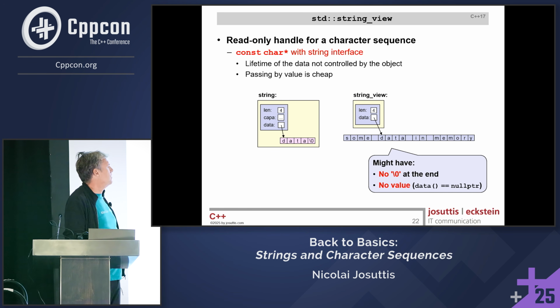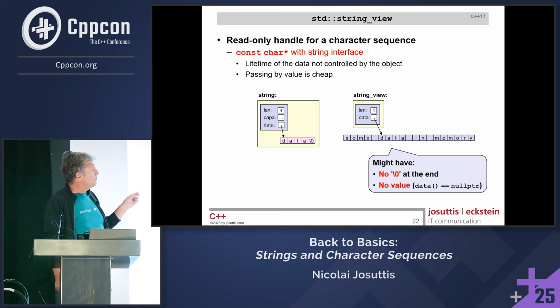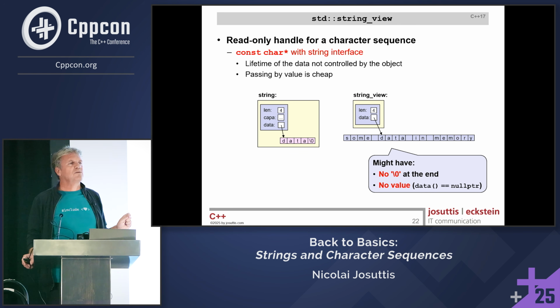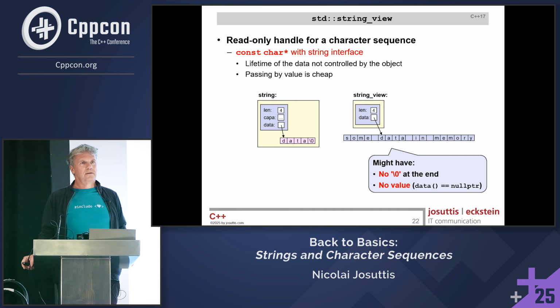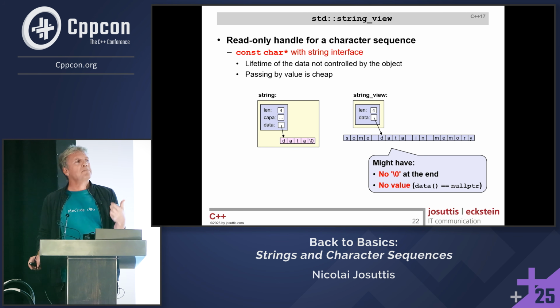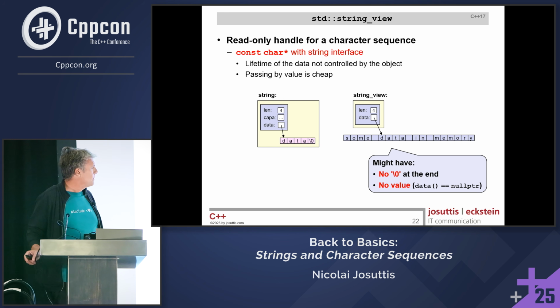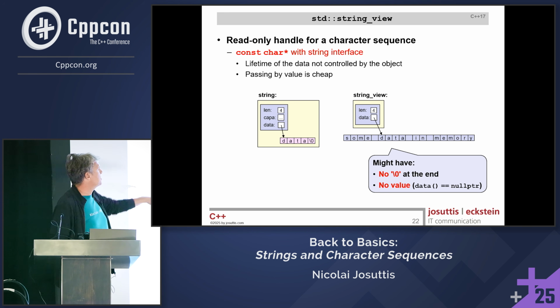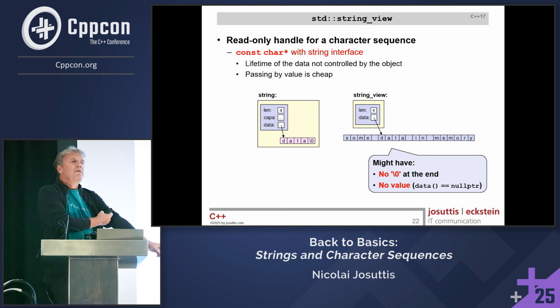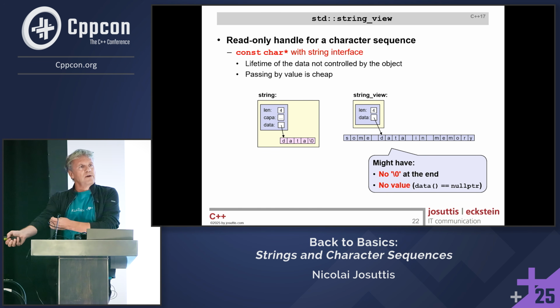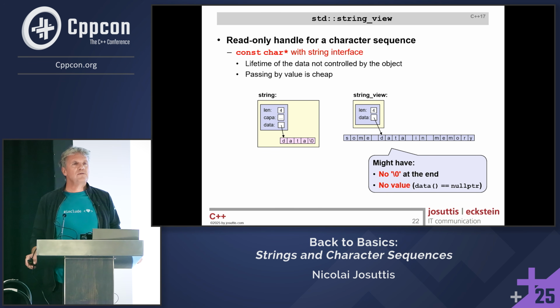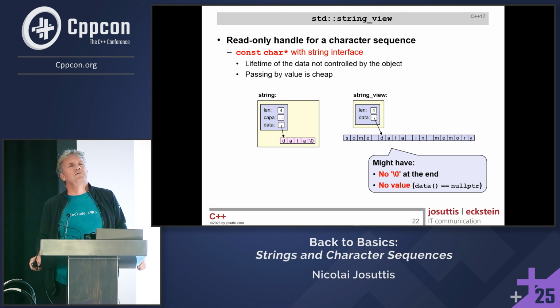And please note a few other things. String views might not have a \0 at the end, so don't pass that to a C string. The c_str member function is therefore not available. And they might have no value, which is not possible for string. Strings always have a value, and if it's the empty string, string views might not even have the empty string, so no value at all. You can see that if you ask the data pointer, can you give me the address of the sequence, the return value might be a null pointer.